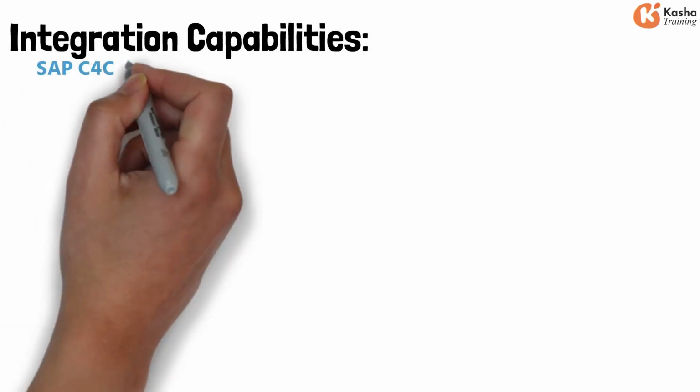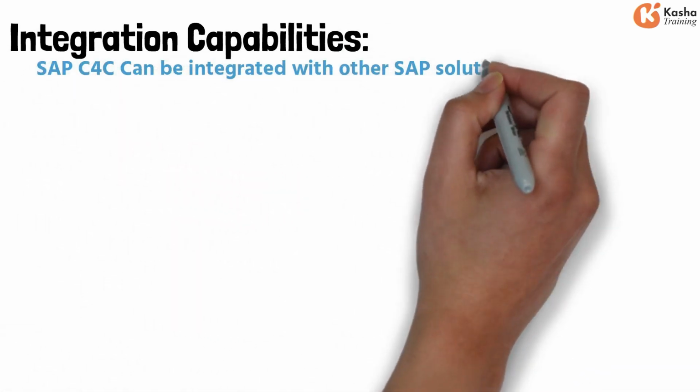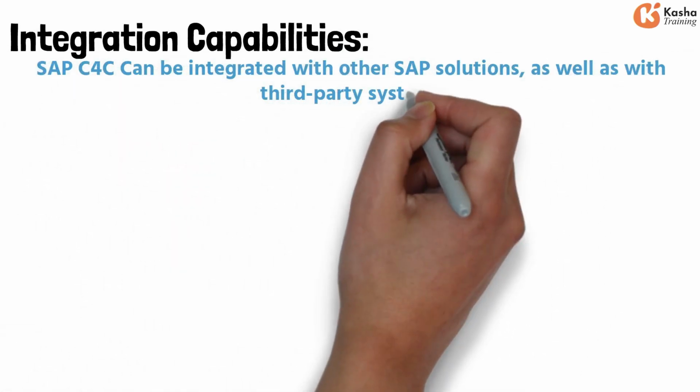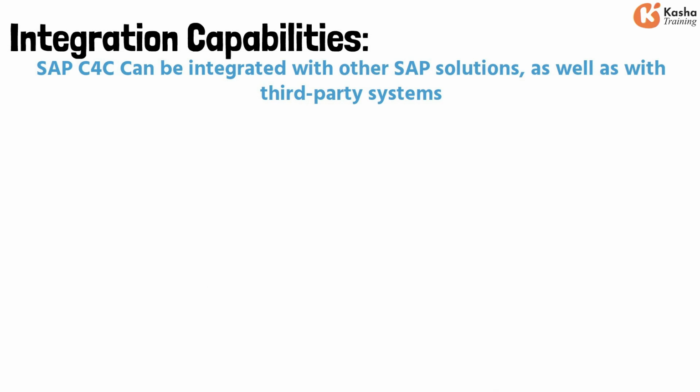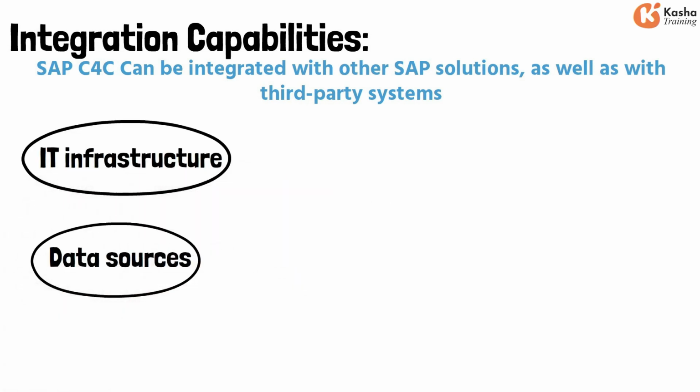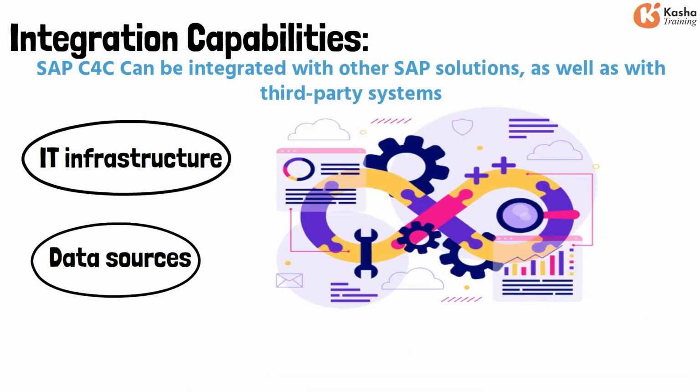Integration capabilities. SAP C4C can be integrated with other SAP solutions, as well as with third-party systems, allowing businesses to leverage existing IT infrastructure and data sources. Integration with ERP systems enables seamless data synchronization between front-end customer interactions and back-end operations.